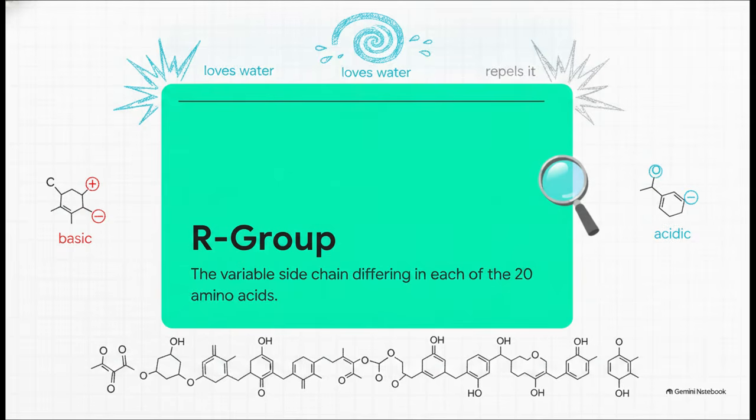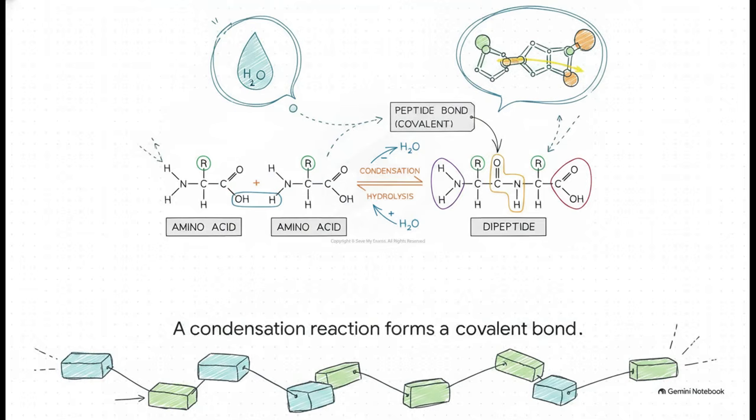But here's the catch. The secret to all that wild protein diversity? It's all in the R group. Sticking right off that central carbon is a variable side chain. And since we have 20 different amino acids, well, we've got 20 different R groups. It's this one little attachment that completely dictates the amino acid's personality. It decides whether it acts acidic or basic, or whether it's polar and loves water, or nonpolar and totally repels it.